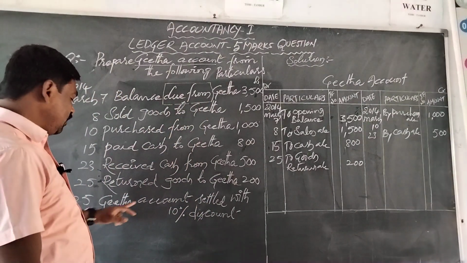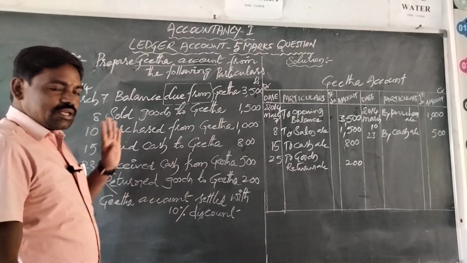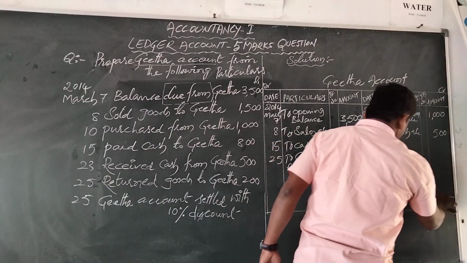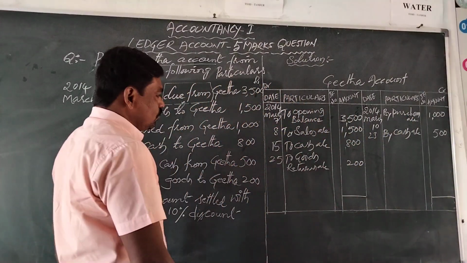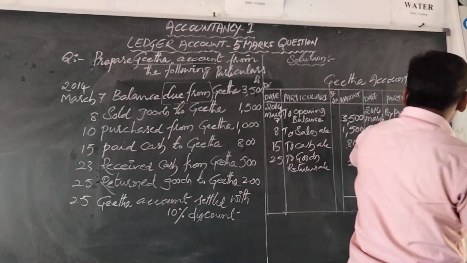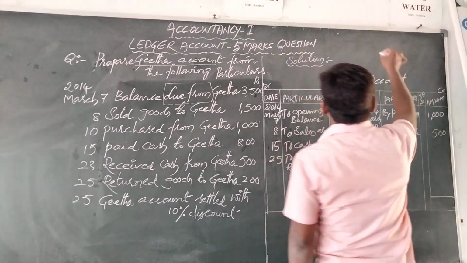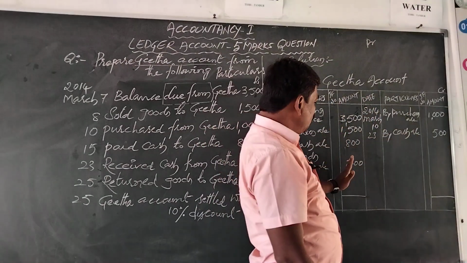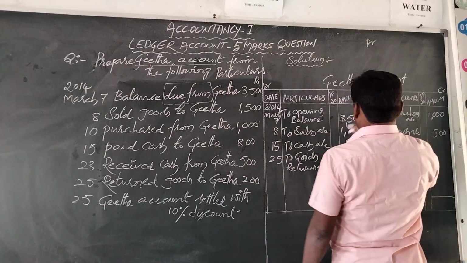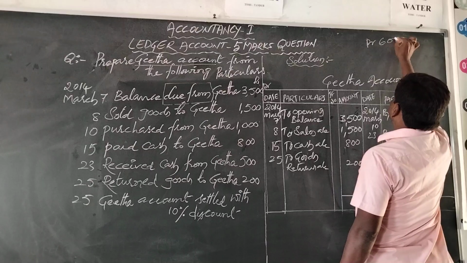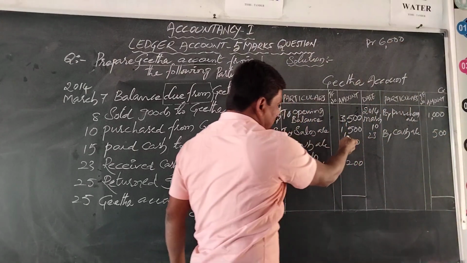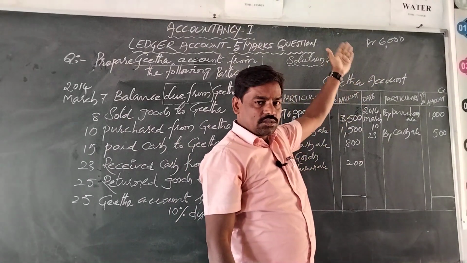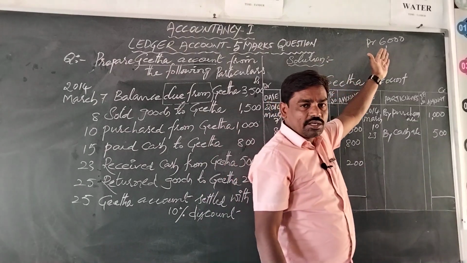On 25th, what's happened? Geeta account settled with 10% discount. For this, what we have to do? We have to settle the account, close the account with 10% discount. Here, to find the closing balance in the Geeta account, first in the working notes, you calculate the total debit amount. You will get 5,000 plus 1,000, 6,000 rupees. Total debit amount in the Geeta account will be 6,000.